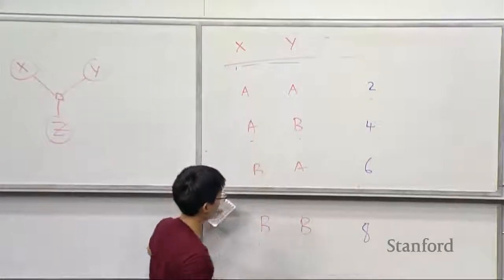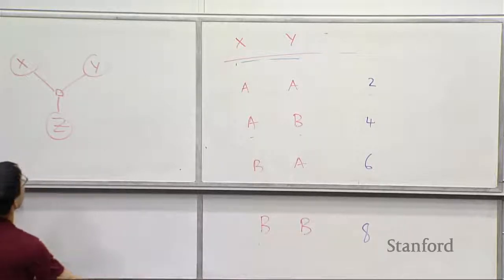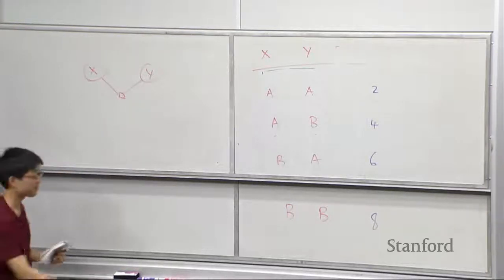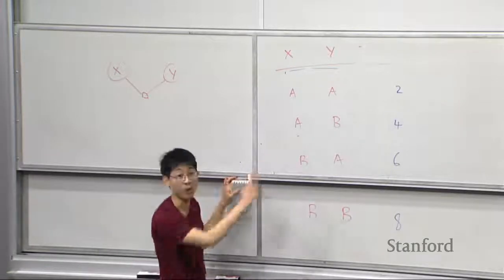Sorry, the entire column for z. So we're left with this. And our factor graph now looks like this, because we can remove z. If I do this again, this time I'll eliminate y.